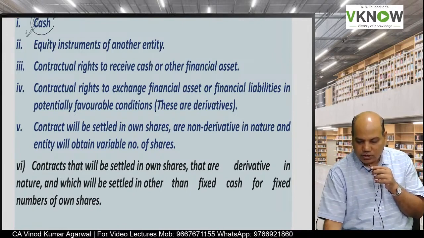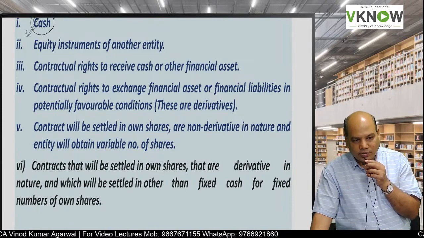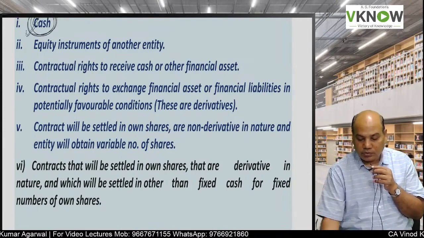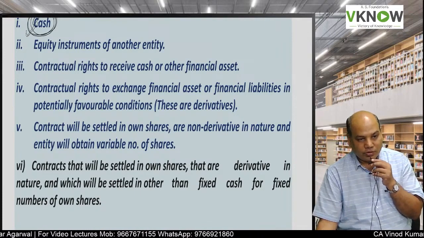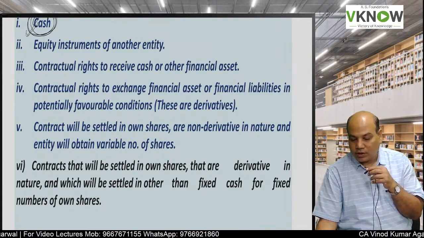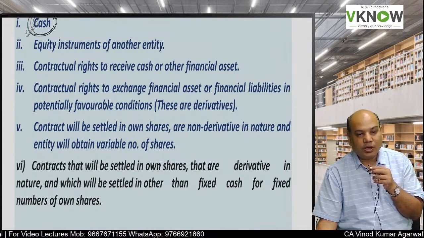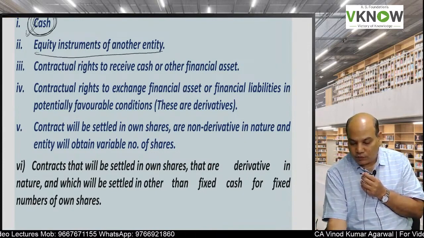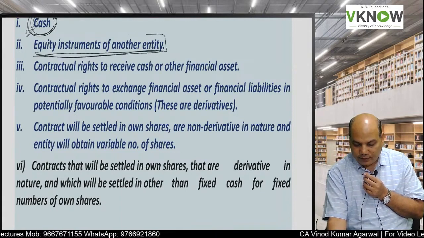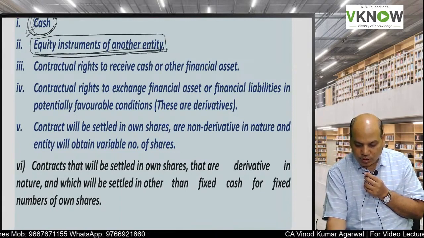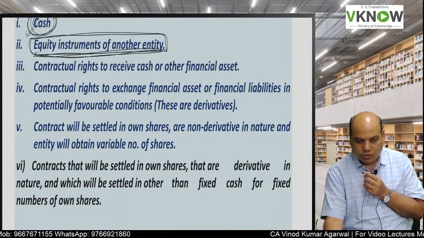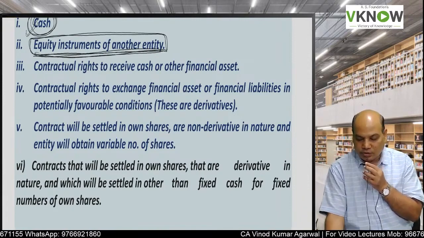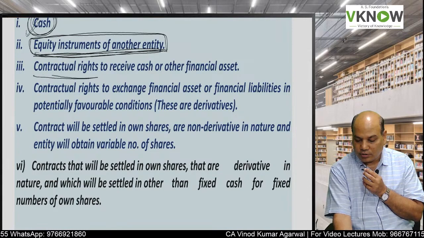Cash by definition is a financial asset, because RBI has issued the currency note. So it is a financial asset for you and a liability of the RBI. Then equity instrument of another entity. If you are holding an equity instrument, an equity share, for you it is a financial asset, for the other party it is equity. Then contractual right.